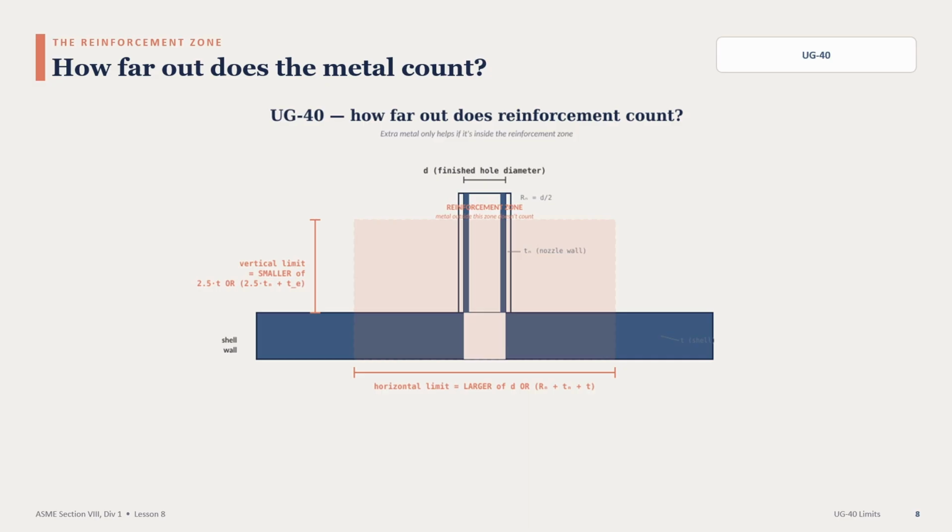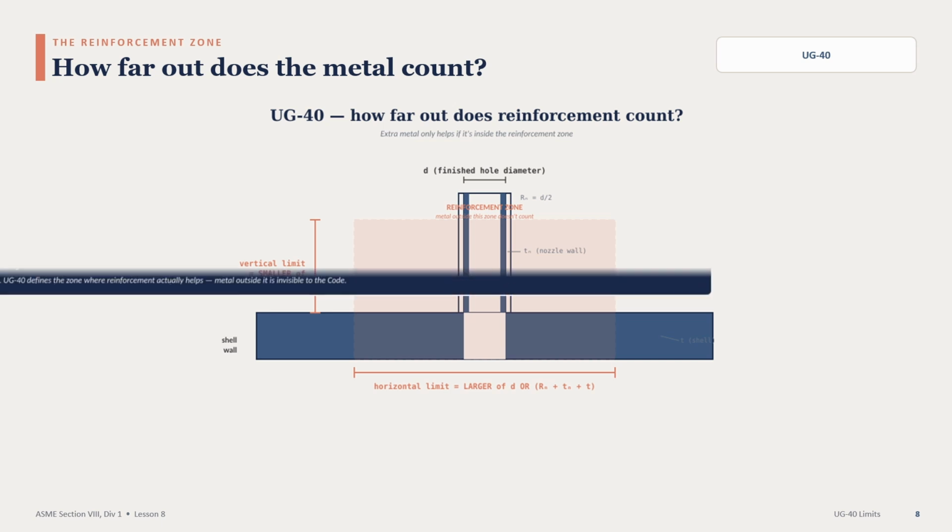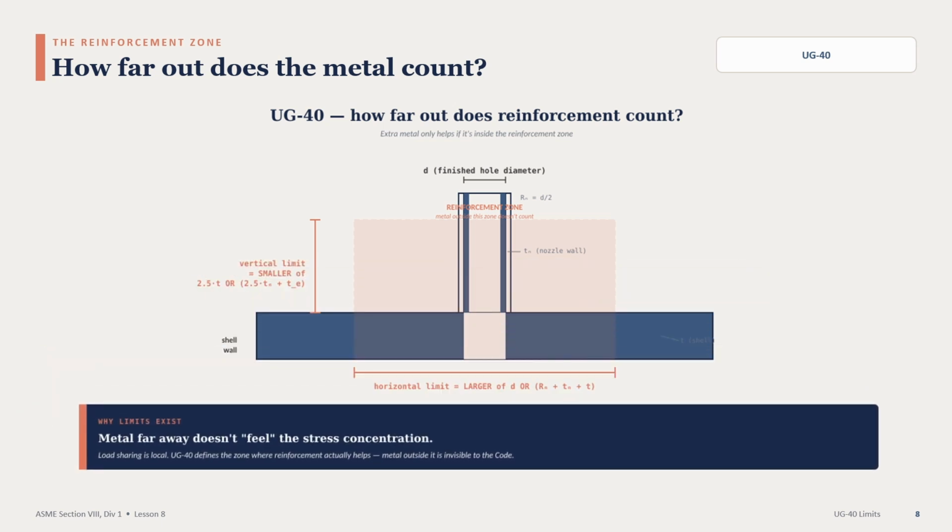Vertically, outward from the shell surface, the zone extends by the smaller of 2.5 times the shell thickness, or 2.5 times the nozzle thickness plus pad thickness, whichever is smaller. Here is the reason, and this is the sentence I want you to remember.